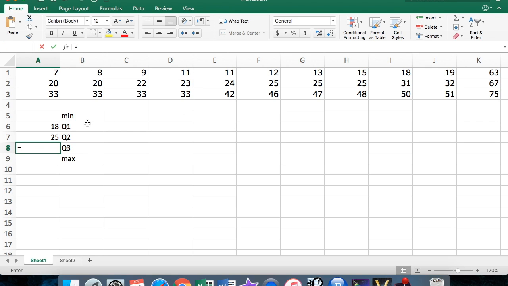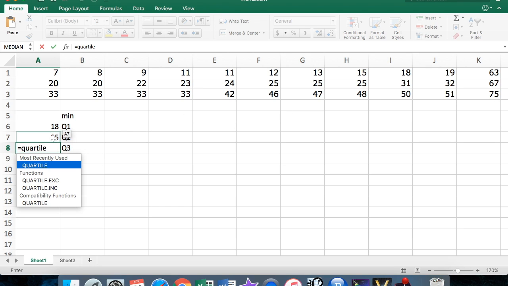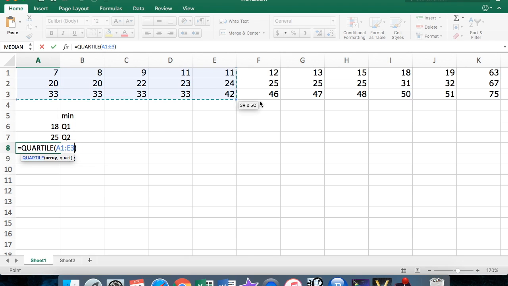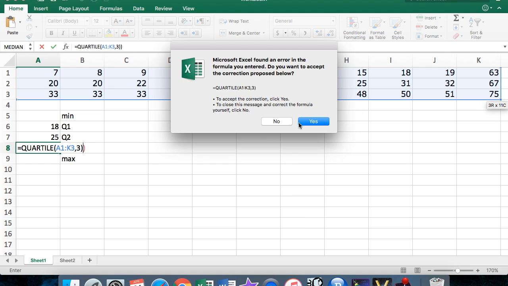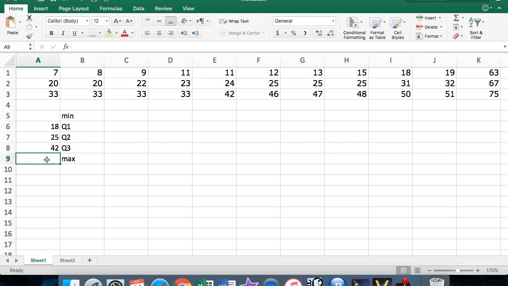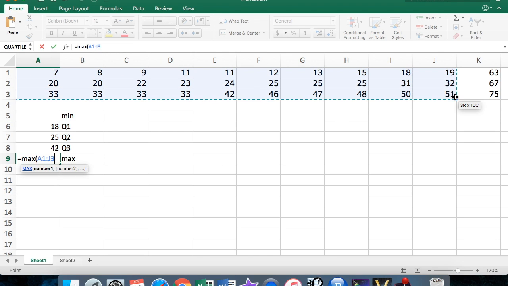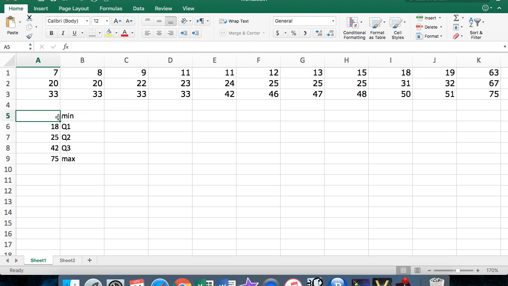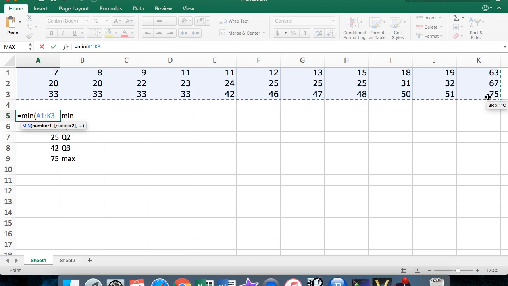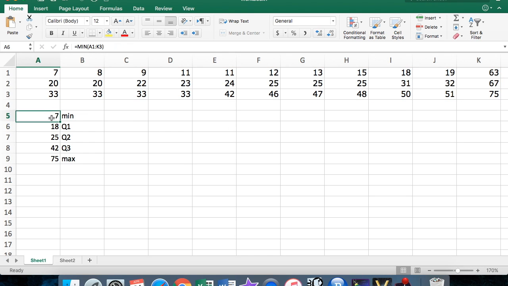Okay, so 25, now my quartile for the third one. Let's highlight all of this here. And then 3. Oops, I accidentally put an extra set of parentheses there. There we go. And then, of course, you can do your max value. So max, all of these should be 75, I think. Yeah, and then your min. So my minimum value. Okay.